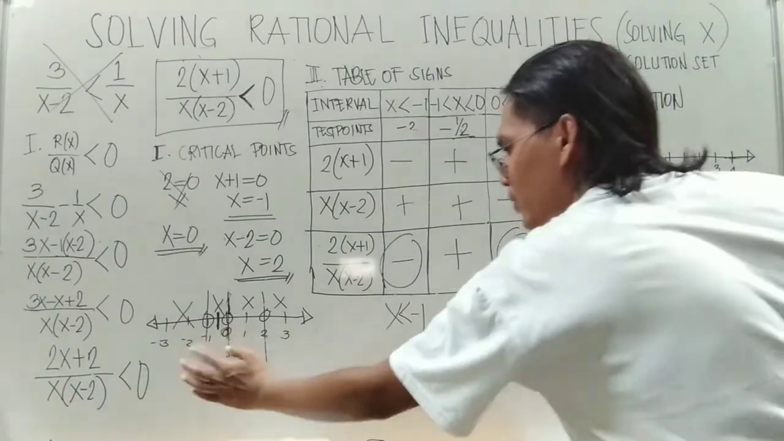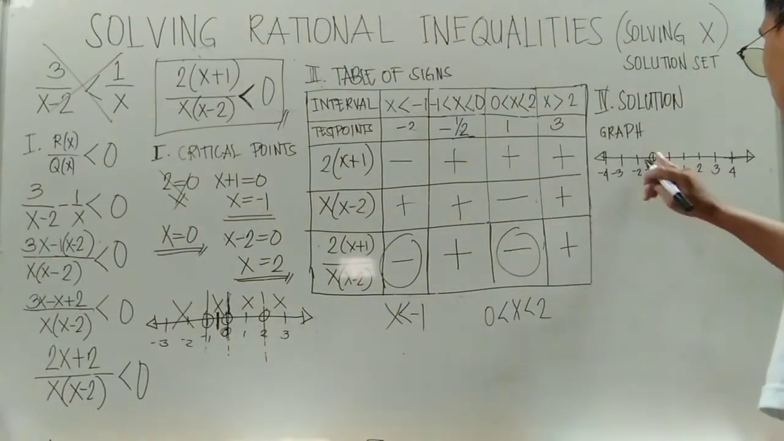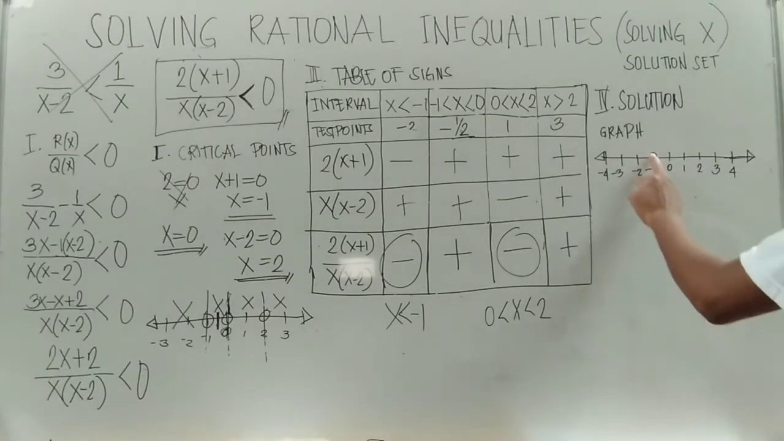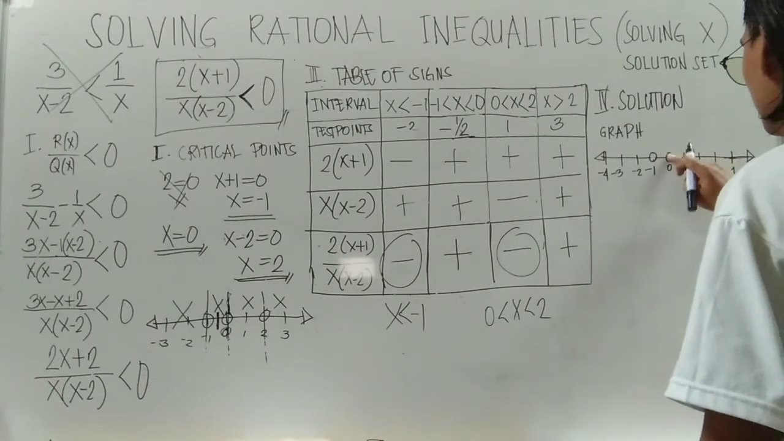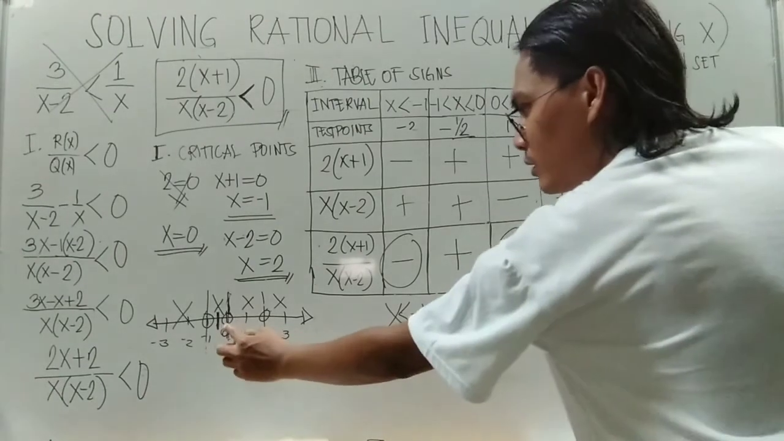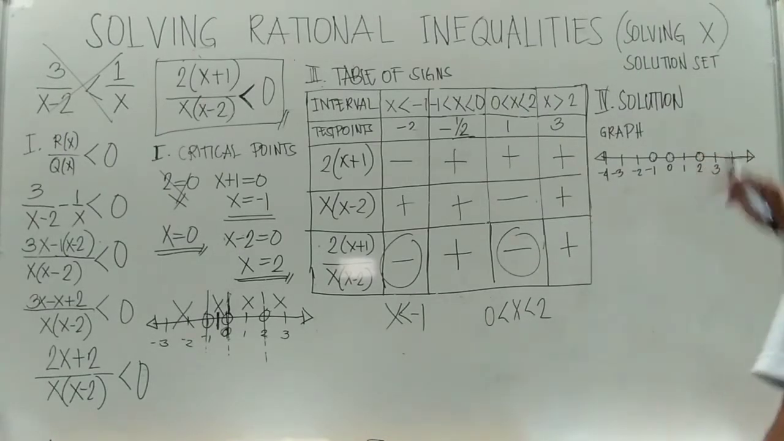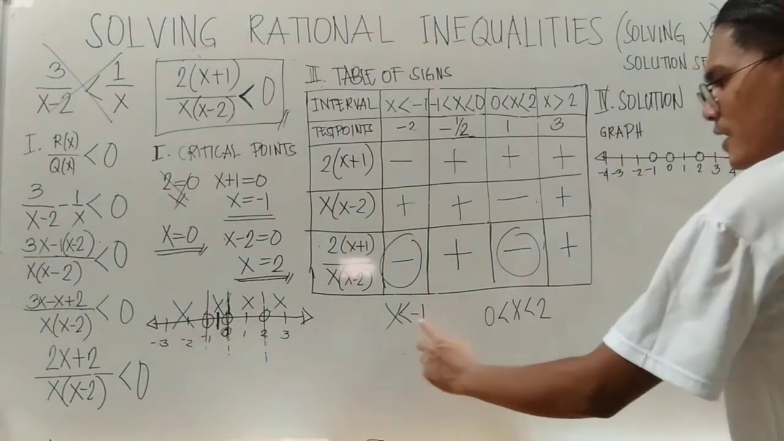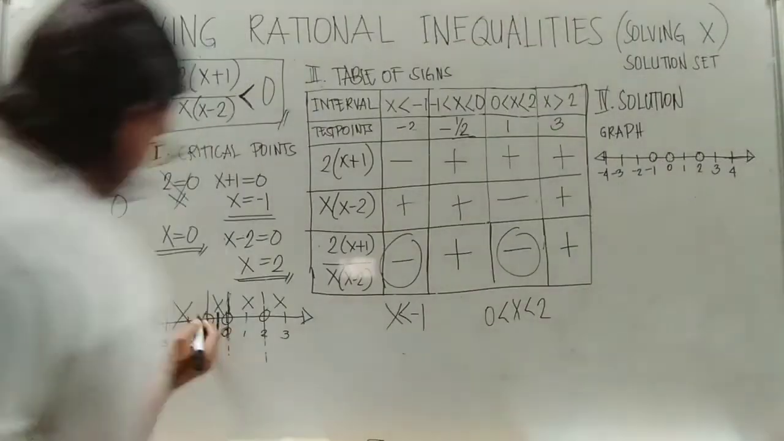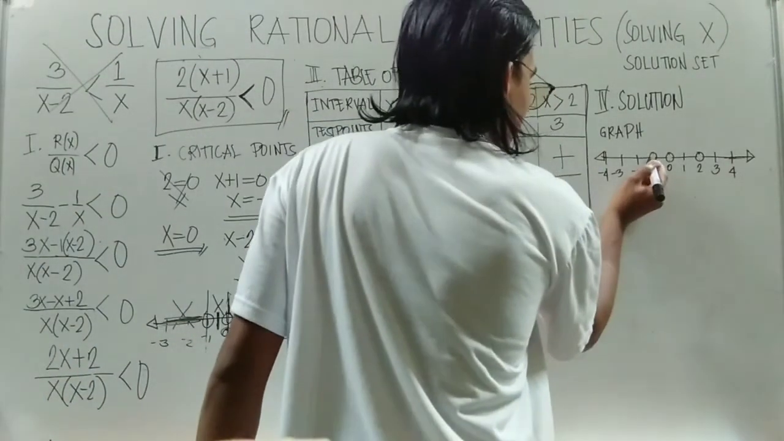So again, let us put the critical points. So the critical points is open circle on negative 1, then open circle on 0, then open circle on positive 2. Okay. So on what interval is our solution set? Of course, x is less than negative 1 on this part. So we will shade this part.